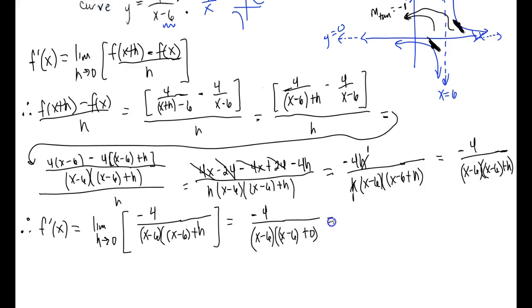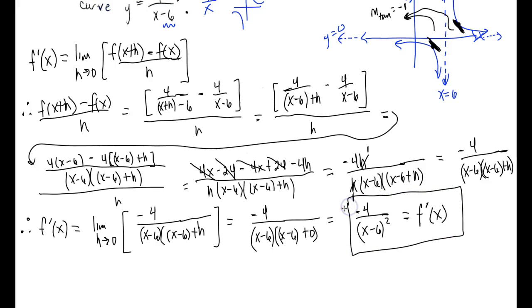So in doing that, we end up with negative 4 divided by (x minus 6) quantity squared. And so this particular function here will model or track the slopes of the tangent lines for every value of x that is in the domain of our original function, 4 divided by x minus 6.